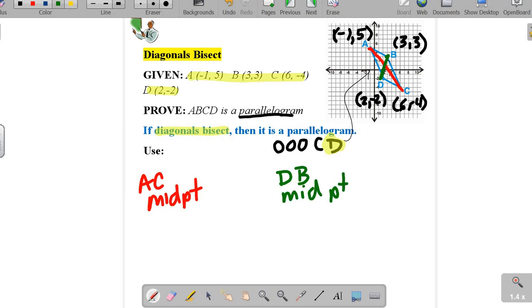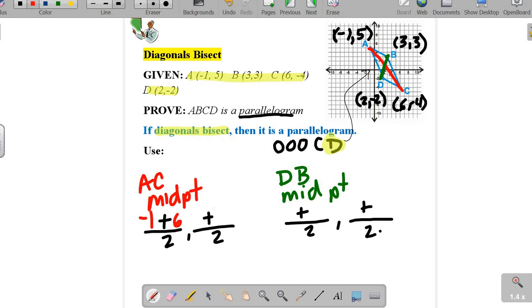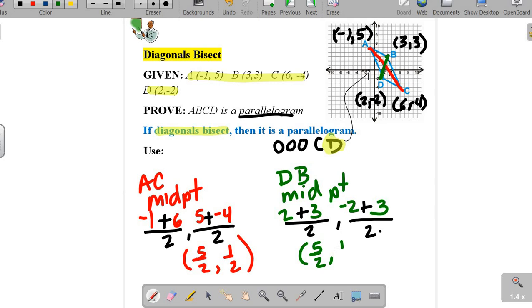Add the x's, divide by 2, add the y's, divide by 2. So for AC, my x's are -1, +6, 5 and -4. For DB, my x's are 2 and 3, -2 and 3. There's my midpoint for AC. You can see the midpoint is the same.